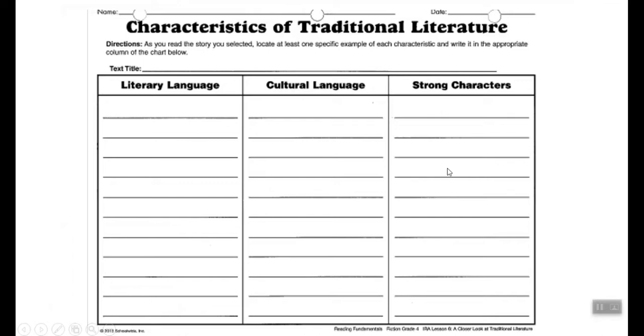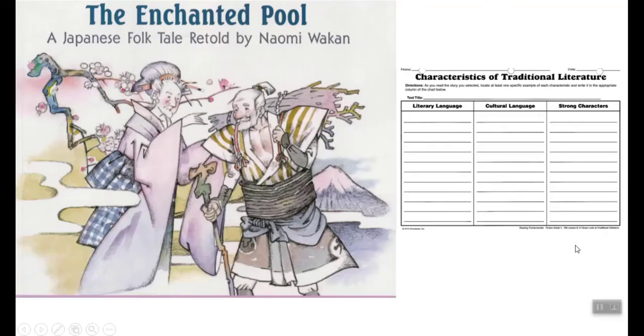So in our notebooks today, we're going to start writing down examples of literary language and examples of cultural language. This week we're going to do a different time where we're focusing on the character traits and making those character maps. But we're going to look at cultural language and literary language, and we're going to put those examples from our texts in our fiction notebooks. Some of you have The Enchanted Pool. Some of you have Nessie. Some of you have other types of texts that you're going to examine for that literary and cultural language.